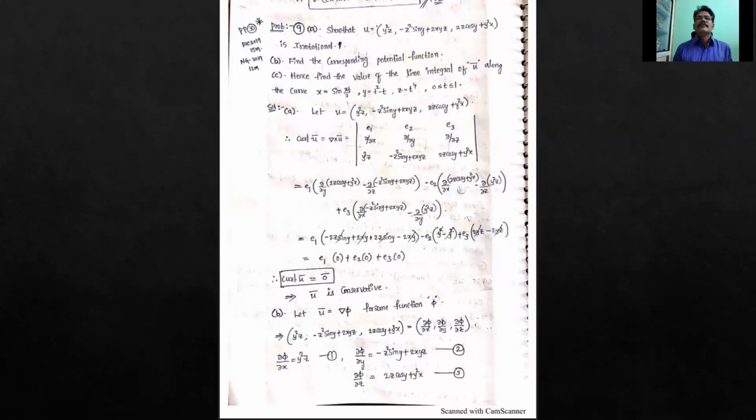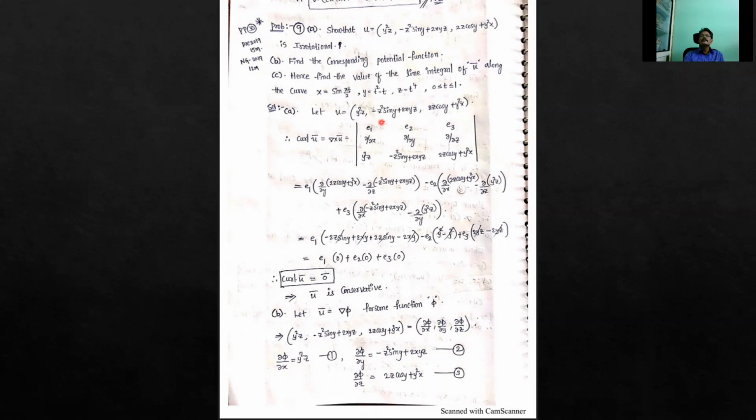We know that when we say a vector is called a rotational vector, if divergence u bar equals 0, then the vector is called a rotational vector.